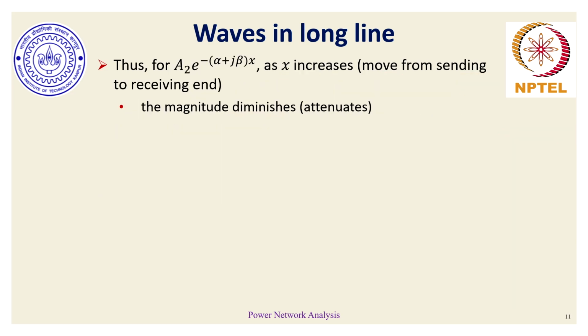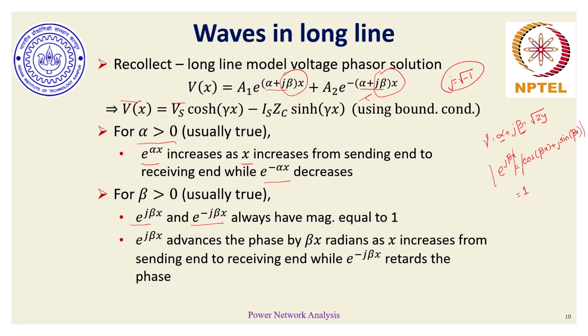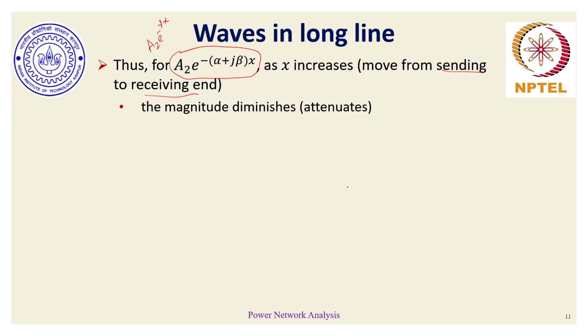So if we now look at the individual terms, so let's say if we focus on the second term, where v of x was having this as its second term, which was a2 e to the power minus gamma x, then as x increases, which means that we are moving away from the sending end and trying to reach the receiving end, since with increase in x, e to the power minus alpha x would decrease, that means the signal strength or the value of a2 into e to the power minus gamma x would start reducing, it would diminish, because alpha being positive, the signal strength is being attenuated and its phase would also start retarding.